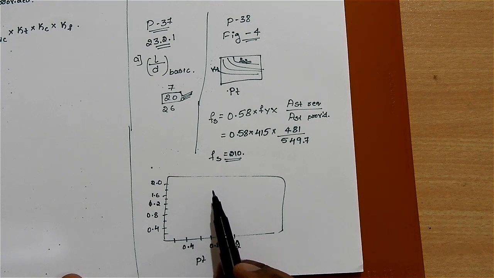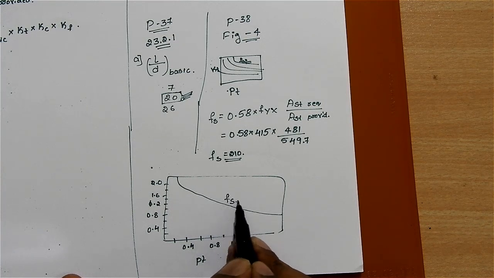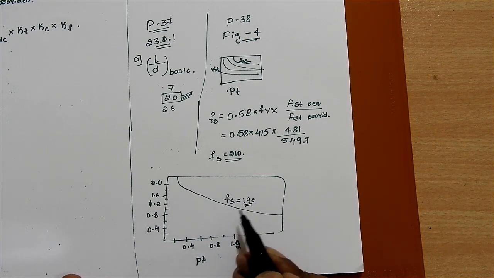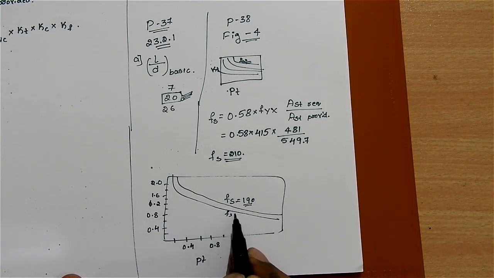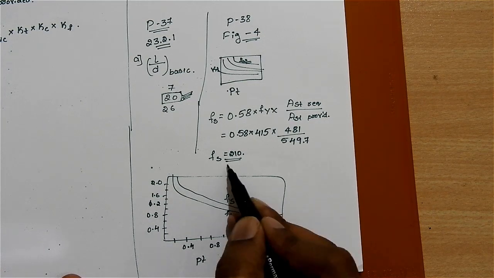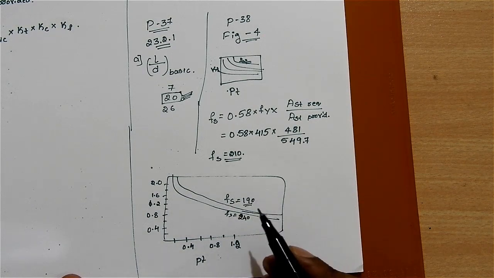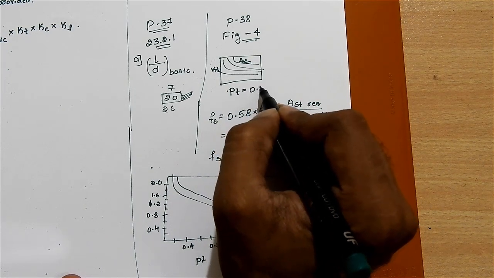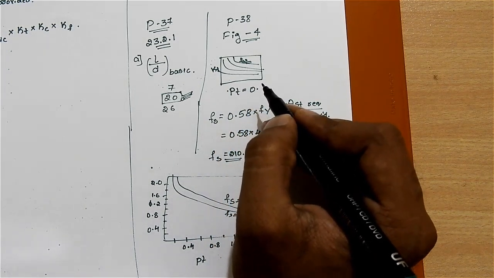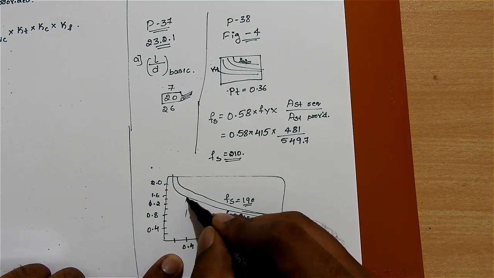But our Fs is 210. 210 is near the Fs equal to 190 curve, and another curve is there, Fs equal to 240. That means our Fs of 210 will come between these two; somewhere between these two our curve will come. So what is PT? The PT we got from that equation is 0.36, somewhere near 0.4 here.